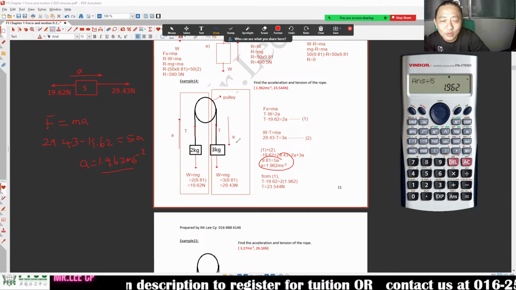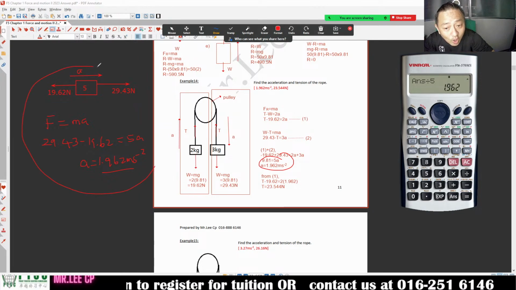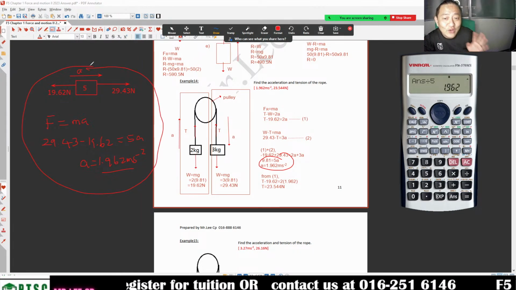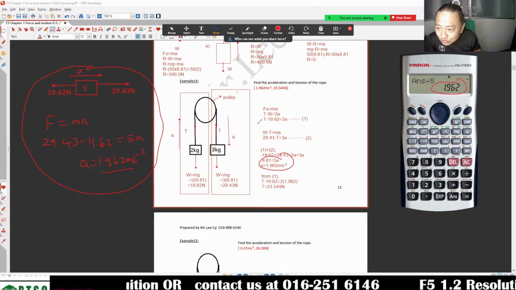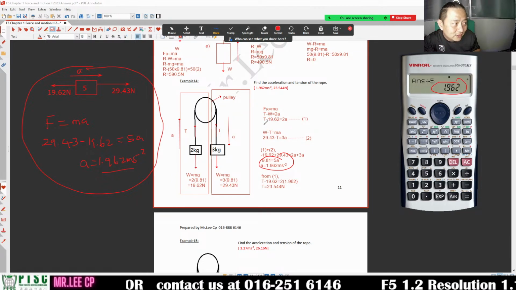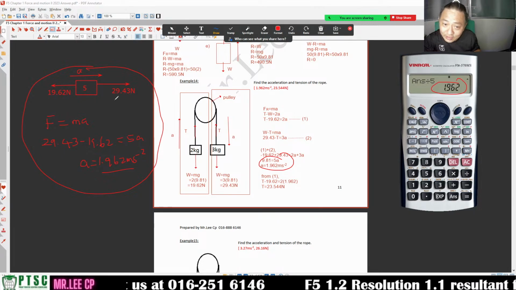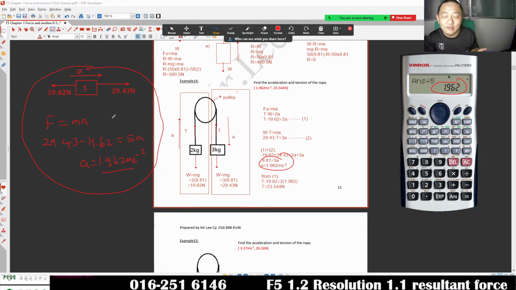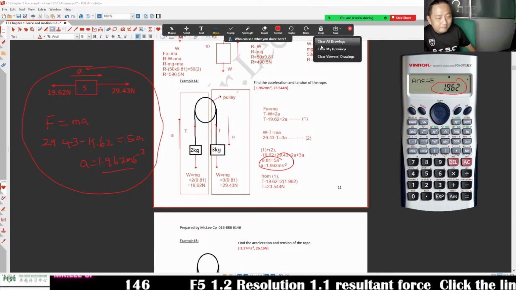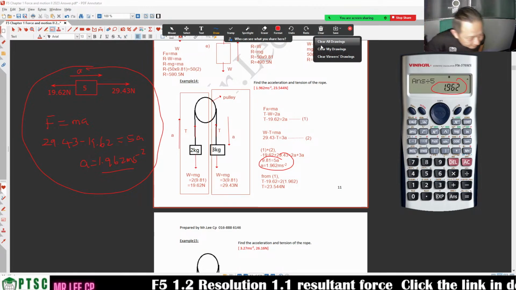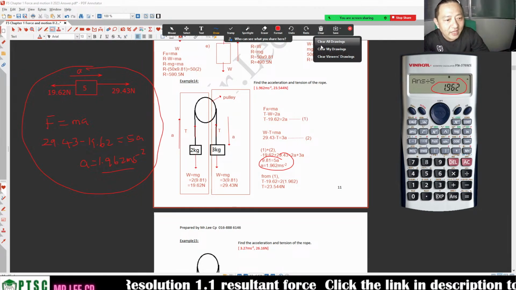But if you want to calculate tension, you cannot use this method. I told you, if it's objective and they ask you to find acceleration, you can use this way. But if you want tension, you still need to come back and write the equation. So you have to learn how to write the equation. If they don't ask for it, you can do it this way very fast. You get what I mean? Now, any questions from here?